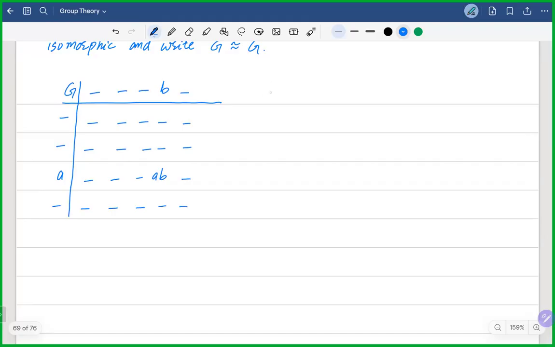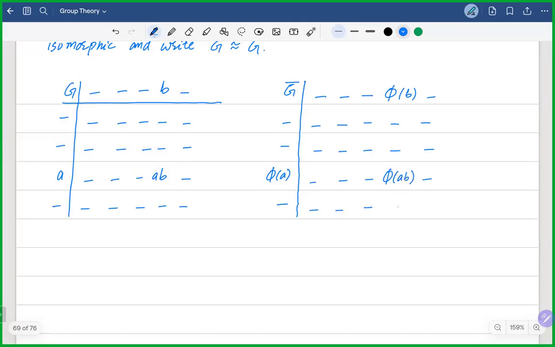Now, similarly, if we write a table for G bar, we have phi of A here, phi of B here, and then this is going to be phi of AB. So every element of G bar, we can replace by phi of x. Okay, so that's why we are writing phi of AB, phi of A, and phi of B.